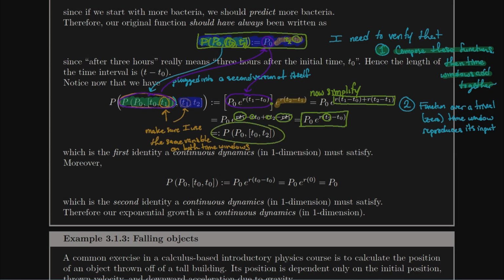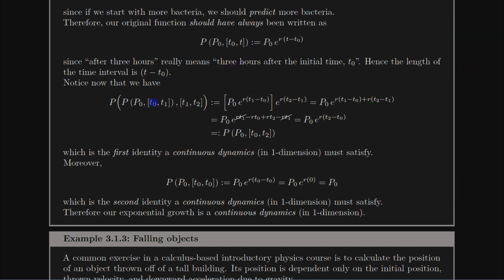And now, what have I just shown? I've shown that I can add time windows together, right? Because my time windows on the left here, t0 to t1, got added to the time window t1 to t2, and I've just gained the time window t0 to t2. Think about it in terms of intervals. If this is t0 to t1, and secondarily I've got the interval t1 to t2, then if I compose my functions, I'm just adding these two intervals together to get the full interval t0 to t2.